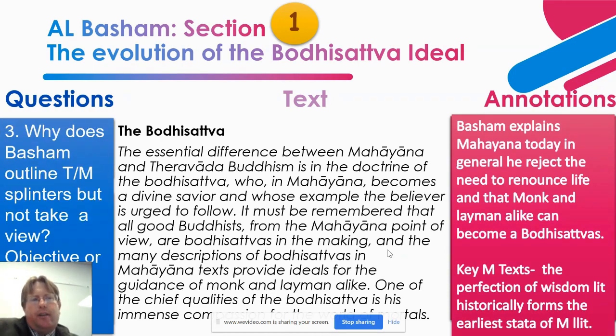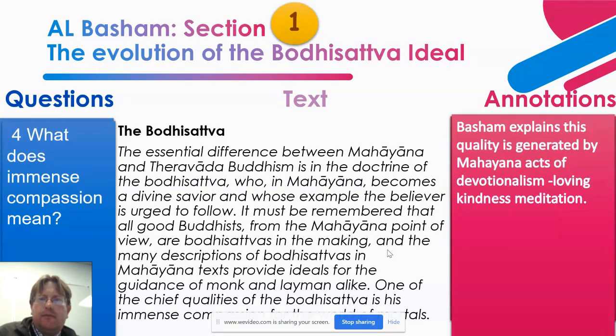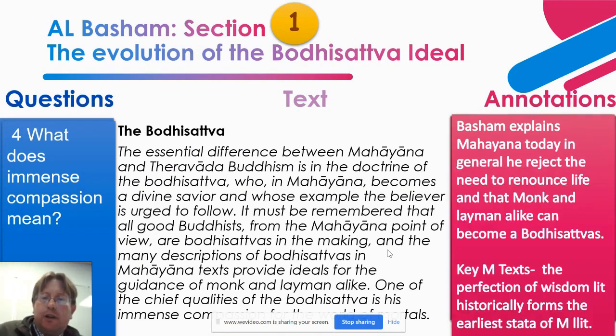Why does Basham outline the Theravada Mahayana splinters but not take a view himself? Is this objective Western bias? Basham explains this quality. What quality?